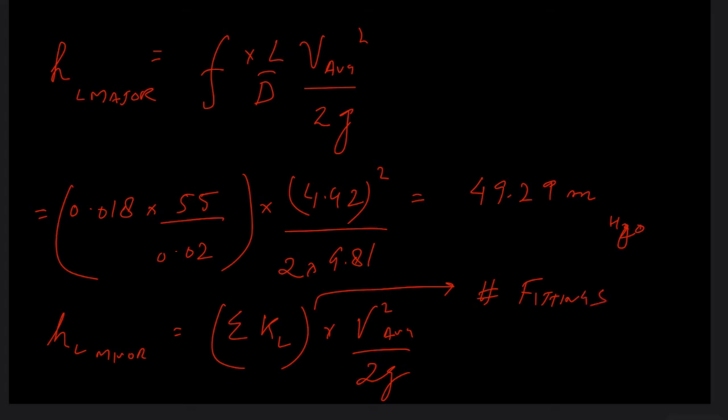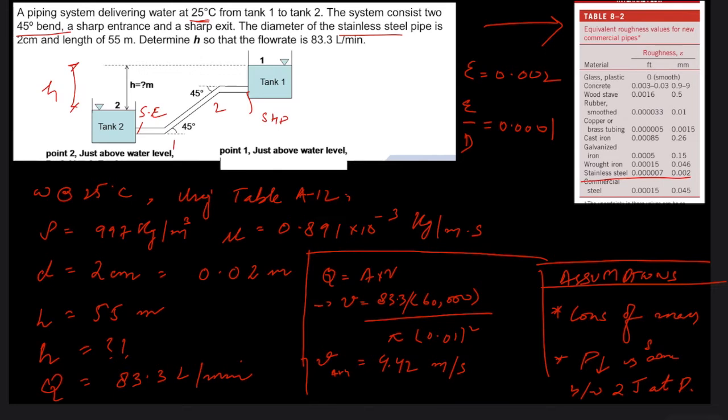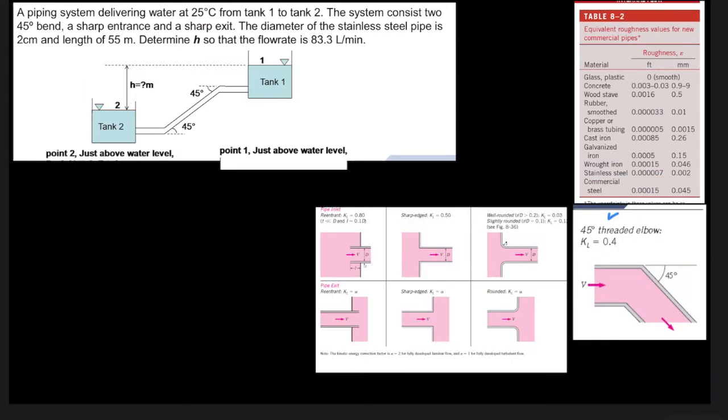Okay, so to find out the number of fittings we need to go back to the diagram. So I have got one sharp entrance, then one 45-degree bend, then another 45-degree bend, and then a sharp exit. So I've got 4 minor components. Let's see what those 4 are.